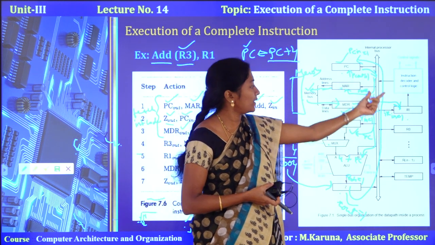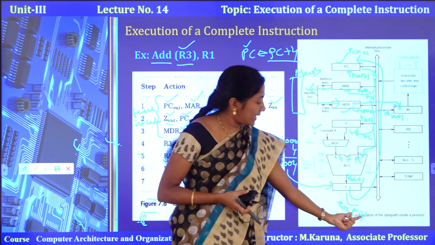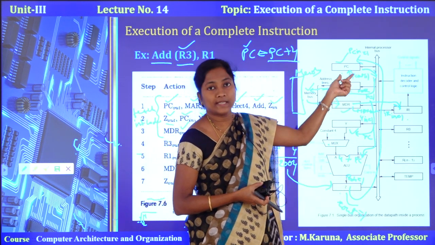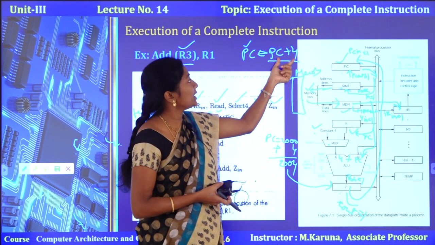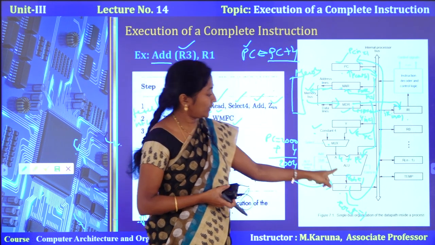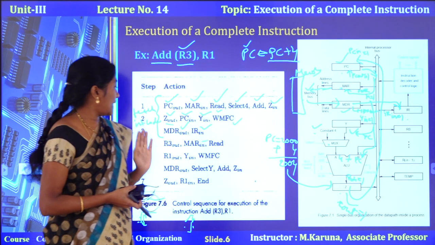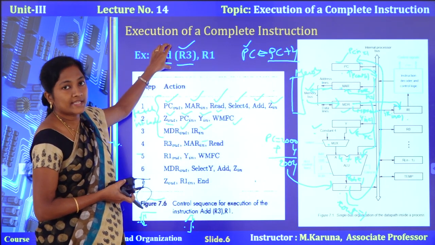Simultaneously, the program counter will be updated by 4 to save the address of the next instruction. So, PC will be incremented by 4, then that output will be transferred to the PC through the Z register, through the internal bus to the PC. So, now fetching of the instruction is over.